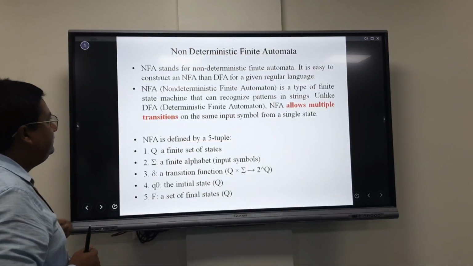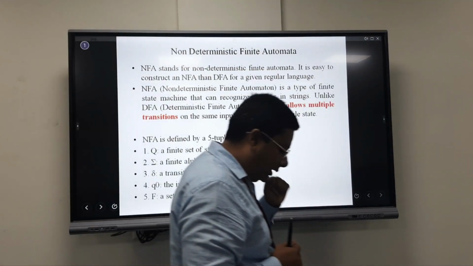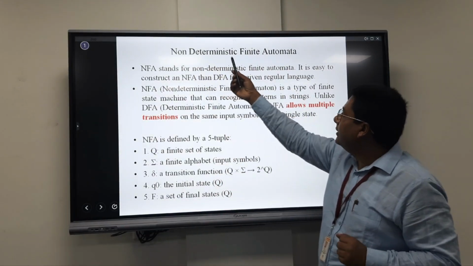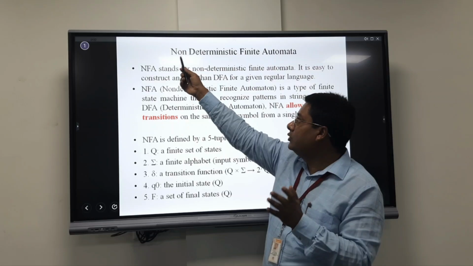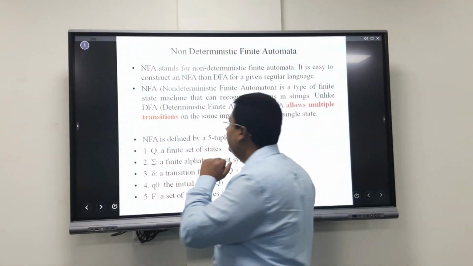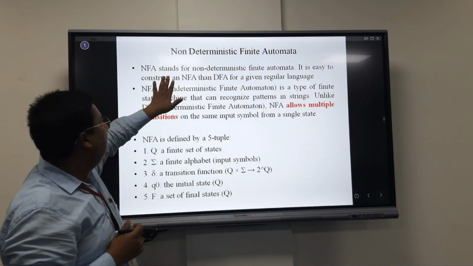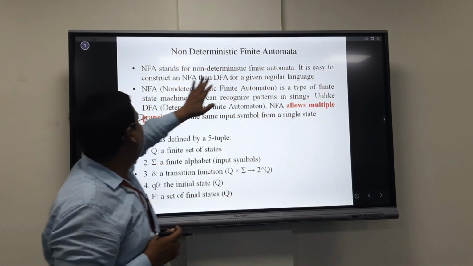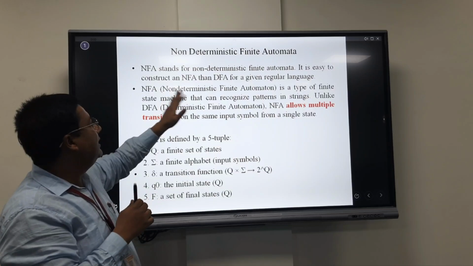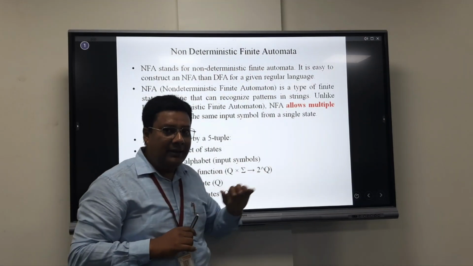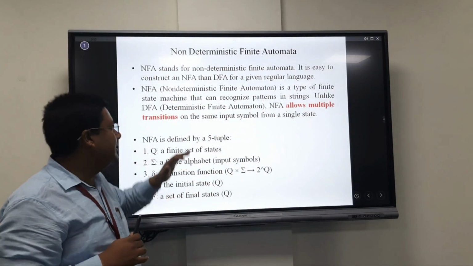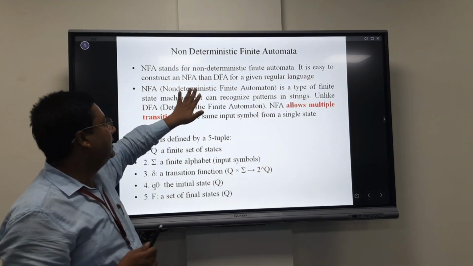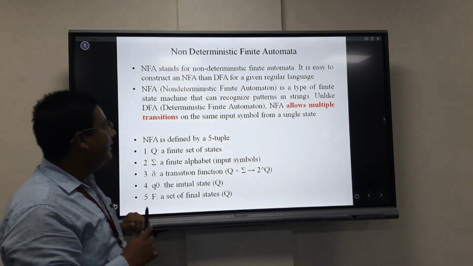Now come to the second part, the non-deterministic finite automaton. Before this, it was deterministic. Now it is non-deterministic, the word non is added here. NFA stands for non-deterministic finite automata. It is easier to construct an NFA than a DFA. It means it is simpler to design an NFA rather than a DFA for a given regular language.